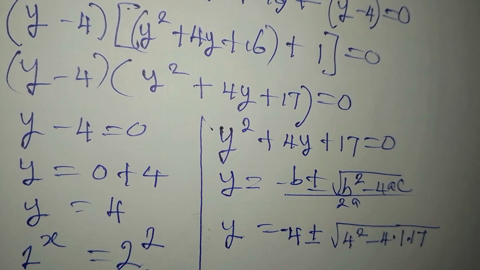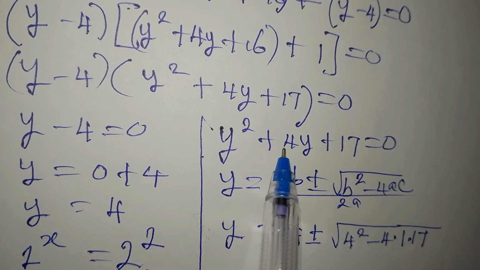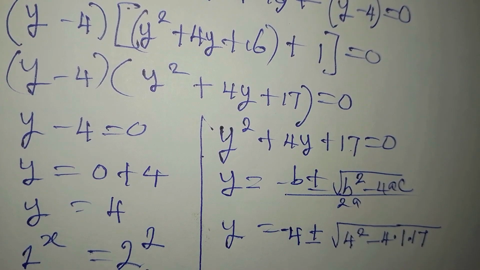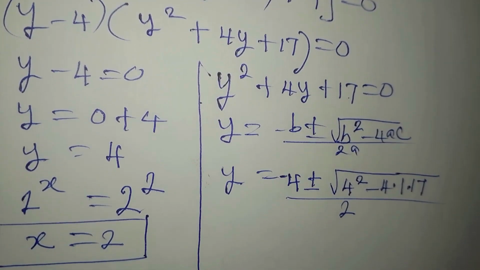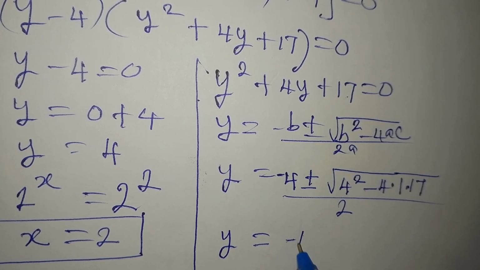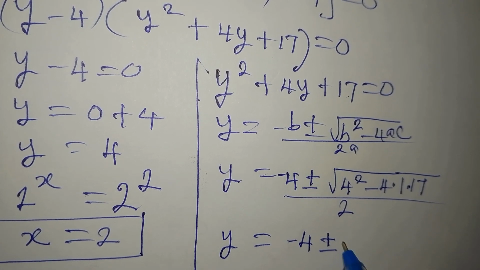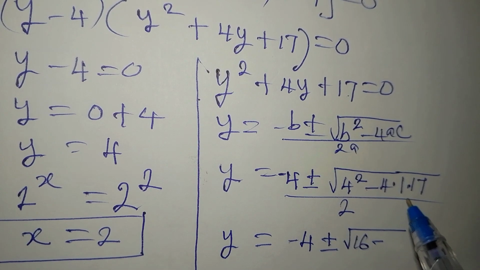Right? Let's go over that again. Our a is 1, our b is 4, and our c is 17. So we divide this by 2 times 1, which will still give us 2. So y now will be minus 4 plus or minus the square root of 4 squared, which is 16, minus 4 times 1 times 17. That will give us 68. So we write 68 over there.